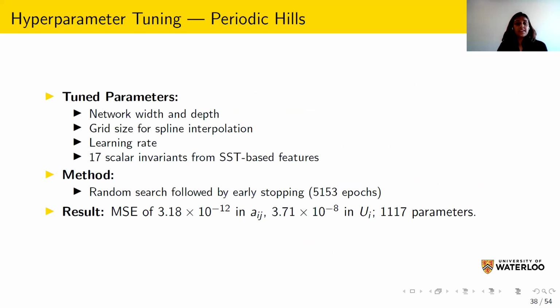Similar to the other 2 test cases, the tuned parameters were the same: the network width and depth, the grid size, the learning rate, and the invariants that we used. For this one, just a random search was deployed, and the results are in front of you, which were an MSE of 3.18 times 10 to the power negative 12 for AIJ, and 3.71 times 10 to the power negative 8 for UI. And this is where we see the significant parameter reduction compared to the modified TBNN.